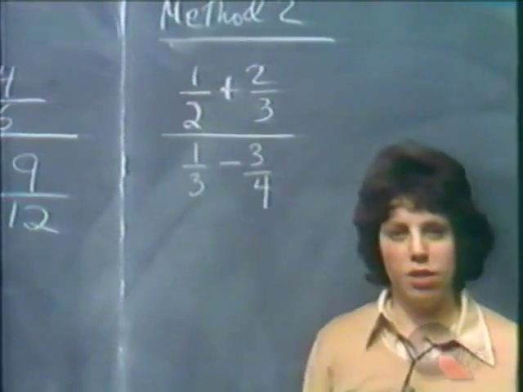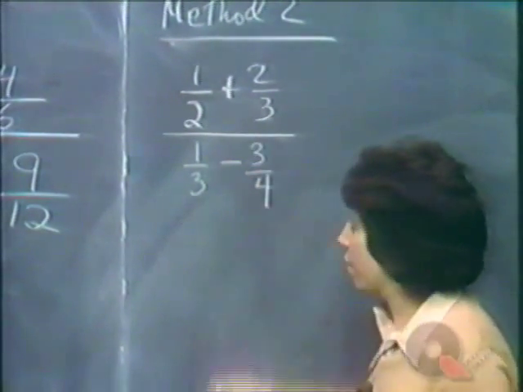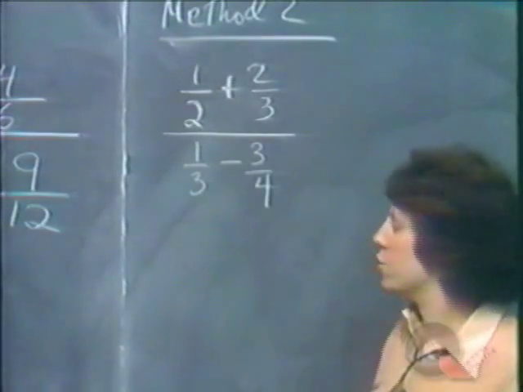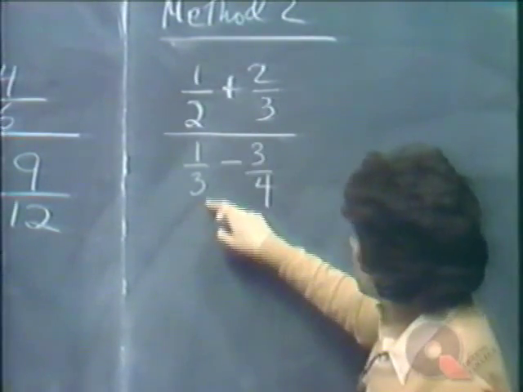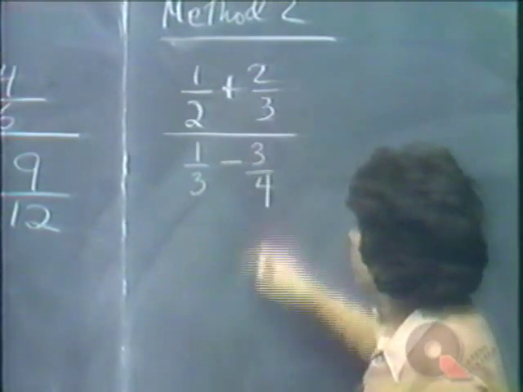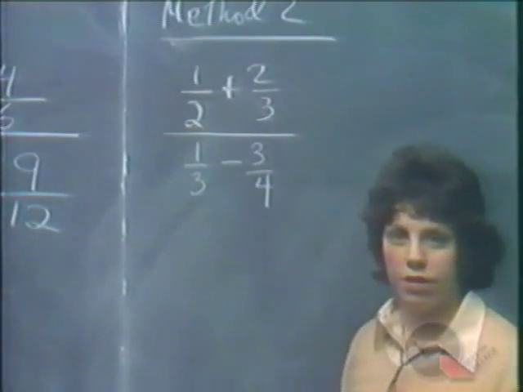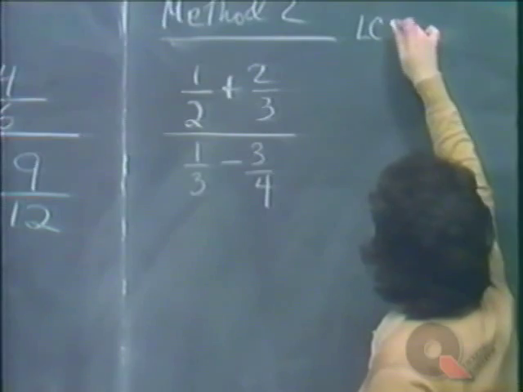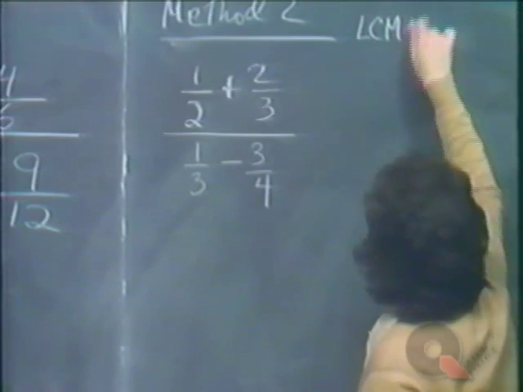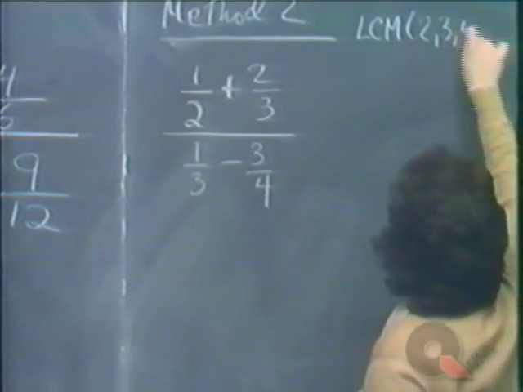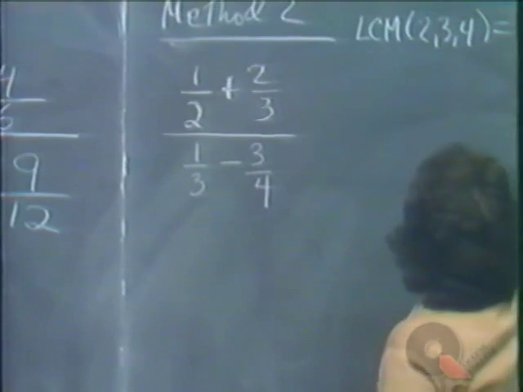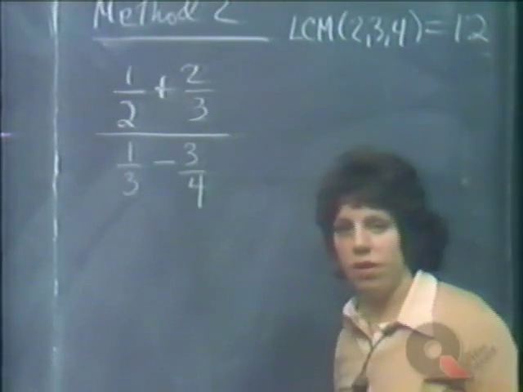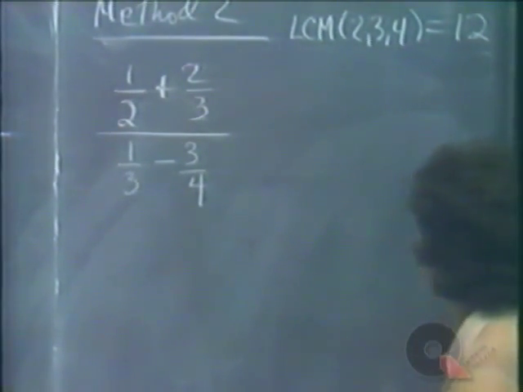We want the smallest number such that all of these numbers divide evenly into it. The lowest common denominator in this case, for 2, 3, and 4, would be 12. You can say this is the least common denominator or the least common multiple of the numbers 2, 3, and 4. The smallest number such that 2 goes into it evenly, 3, and 4. They all divide without a remainder.